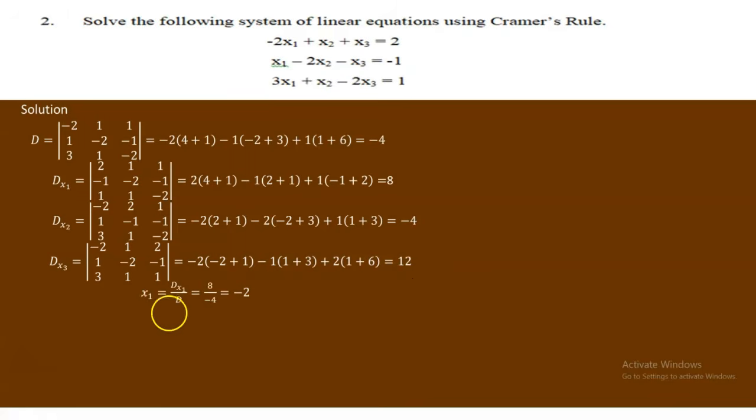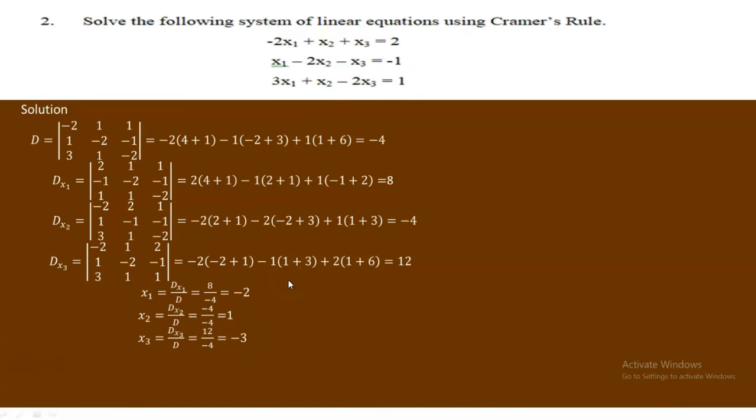So in order to know what x1 is: dx1 divided by d, and we knew dx1 is 8. It's already obtained here. This has to be divided by -4, and -2 is obtained. And your x2 is dx2 divided by d, and your dx2 is -4. So -4 divided by -4 makes 1. And finally, x3 is dx3 divided by what? D, and that is 12 divided by -4, which is -3.